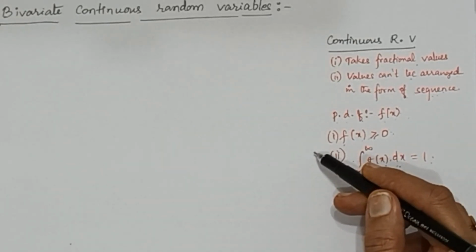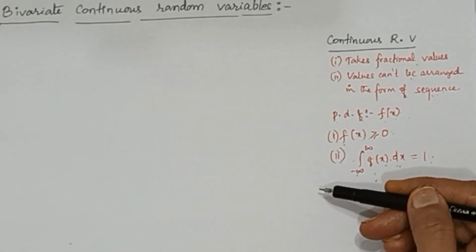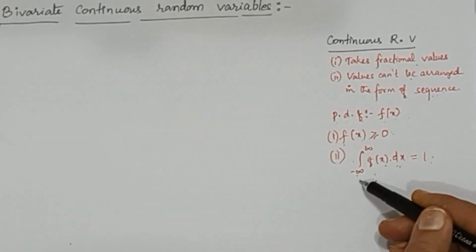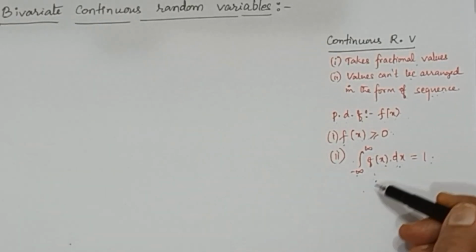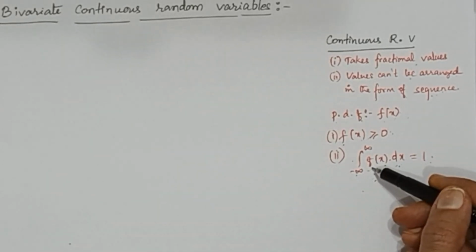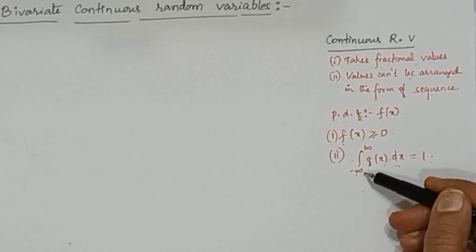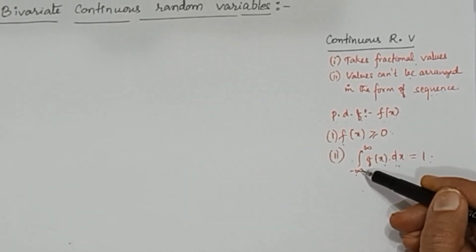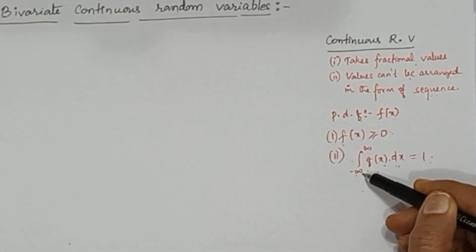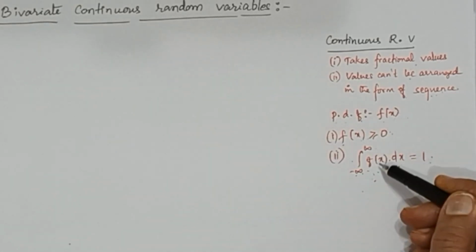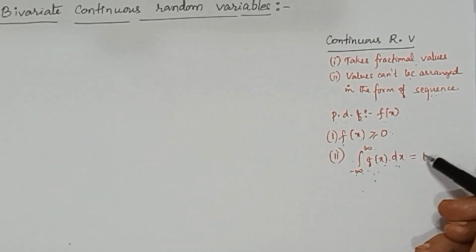Whereas in the case of a discrete random variable, we were representing it using the sigma notation, because it was the summation of individual values. Here we are not taking the individual values, but we are taking a given range. So here the given range is the reals, so it is the integral from minus infinity to infinity of f of x dx, which is equal to 1.